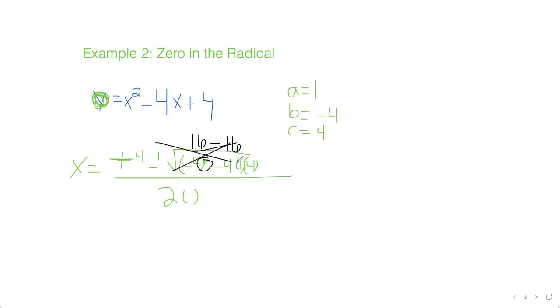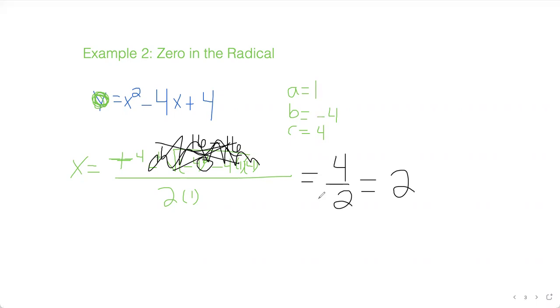So guess what? Our whole part of this fraction cancels out. All we're left with is 4 over 2 times 1, which is 2. And 4 over 2 is 2. So let's think about this. We only have one answer, right? One solution. Our radical canceled out, this plus or minus canceled out.